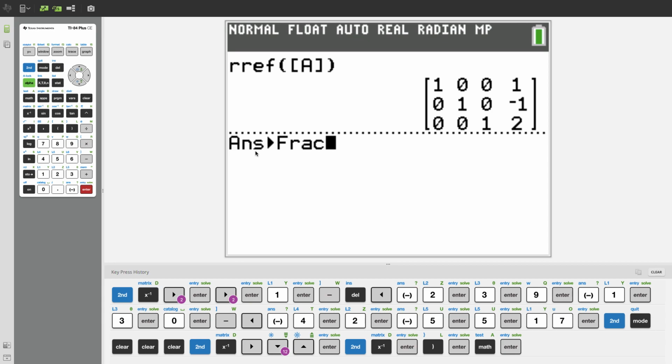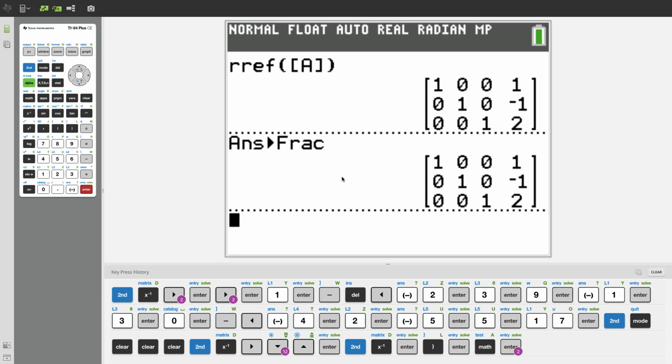It says answer, so it's going to take the answer it just had and put it into fraction. Then I would hit enter. Obviously, there are no fractions here, but if you had decimals, because you will, you hit math and then fraction, and it will put it in fraction form so you can check whether you have it right or not.